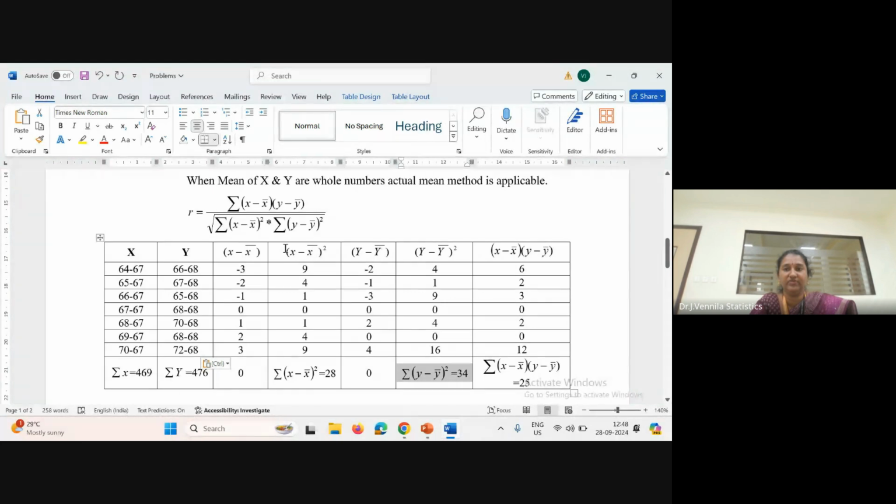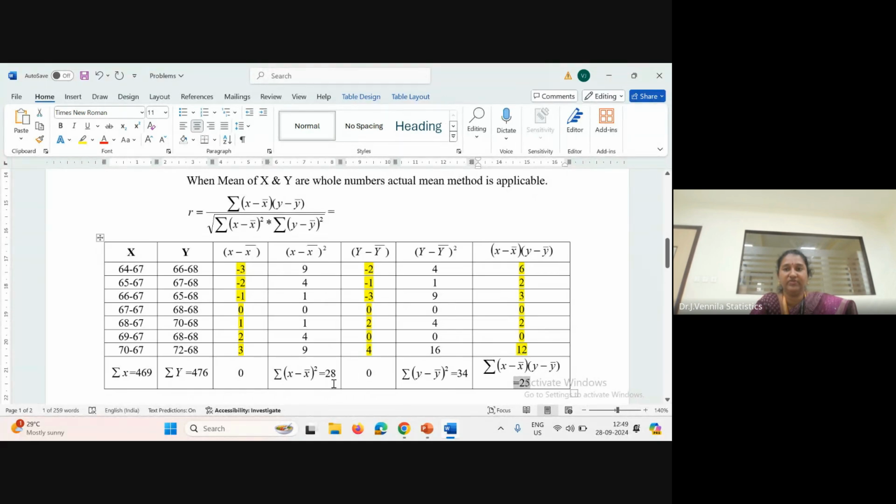Once you've done that, see the formula. We got the denominator value, but we want to find the numerator: summation x minus x bar into y minus y bar. So now we want to multiply these two columns and mention the result in the last column. Minus 3 into minus 2 is plus 6, minus 2 into minus 1 is plus 2, minus 1 into minus 3 is plus 3, 0 into 0 is 0, 1 into 2 is 2, 2 into 0 is 0, 3 into 4 is 12. Once you do that, you add the last column also, and we get 25.